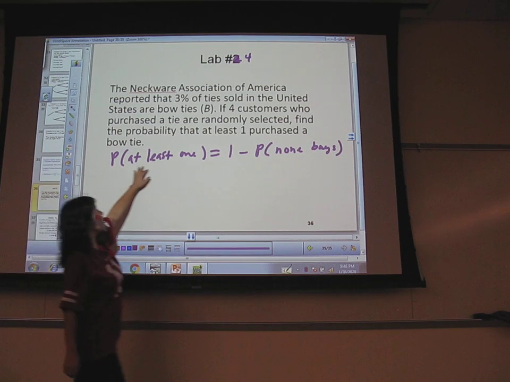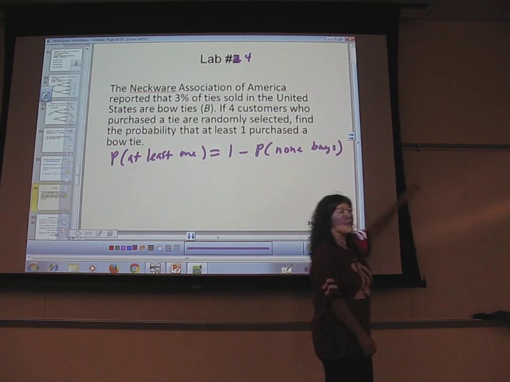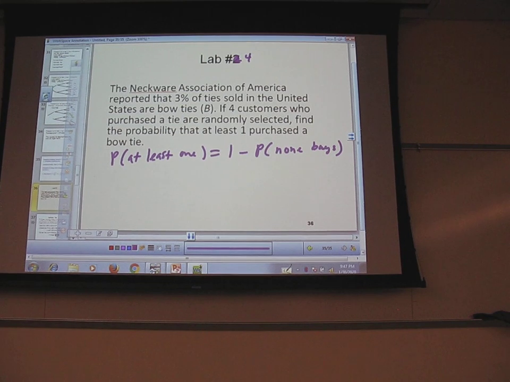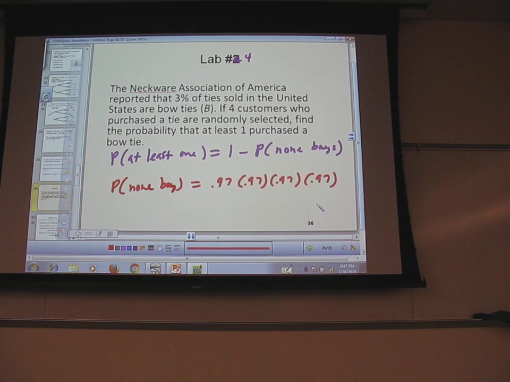So again, the probability that at least one buys is 1 minus the probability that none of them buy. So you have to find the probability that none of them buy. This is what you guys have so far? Yes. Okay, what is that? 0.885. So then the probability of at least one? 1 minus that.